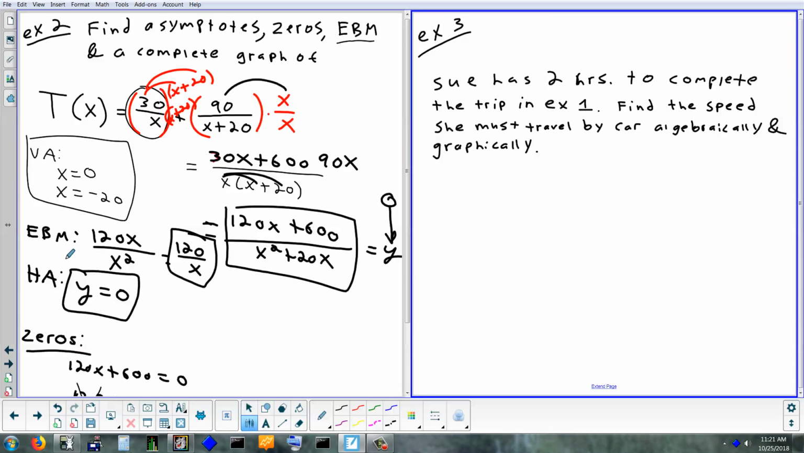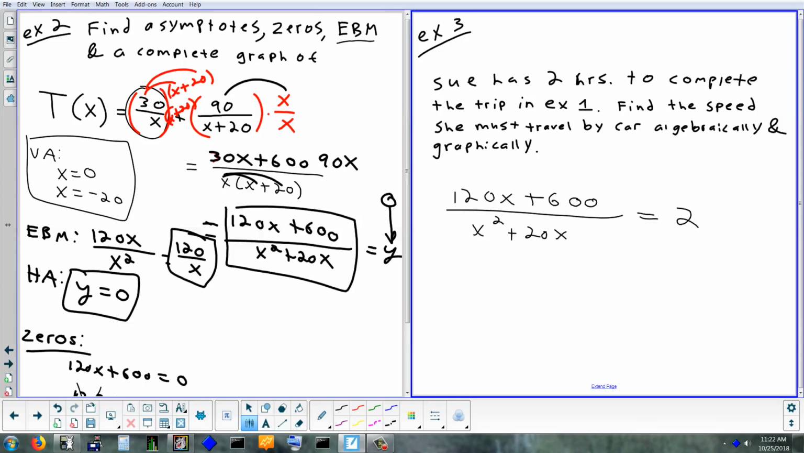So she has 2 hours to complete the trip. Is 2 hours an x value or a y value? Yeah. It's a y value. X is how fast she drives, y is how long it takes to complete the trip. So let's just plug 2 in for y and then solve. So 120x plus 600 over x squared plus 20x equals 2. I think it's easier to use the combined one rather than the one with the separate fractions.